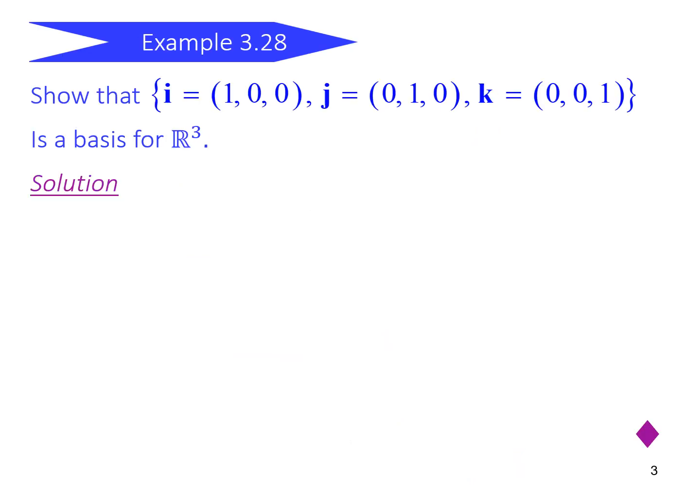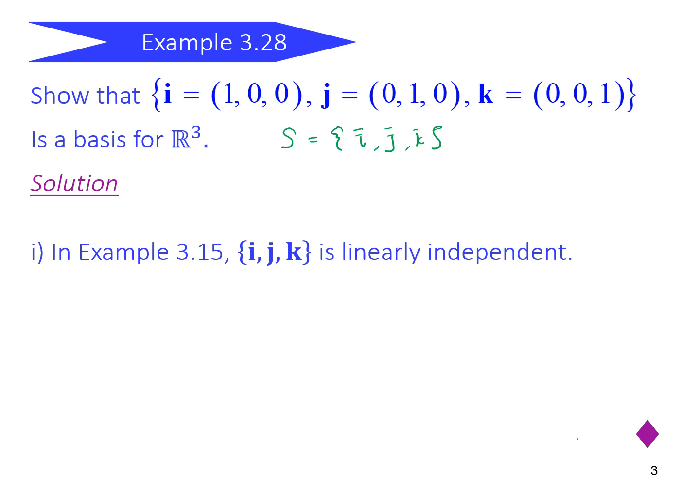So let us start with a very simple example on R3. The vector space here is R3, and the subset of R3 that we are considering here is a set of three vectors i, j and k. So we have to show that this set S is a basis for R3. Recall from the previous definition, S is a basis for R3 if S satisfies two conditions. The first condition is linearly independent. The set S here should be linearly independent. As we have seen in example 3.15 in the previous subtopic, we have shown that this set is linearly independent in R3. So what's left?